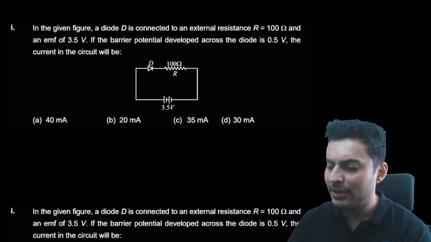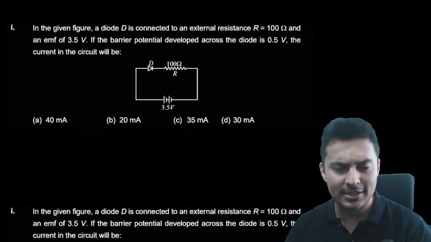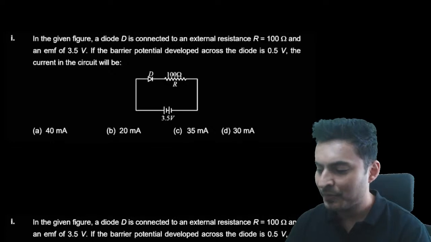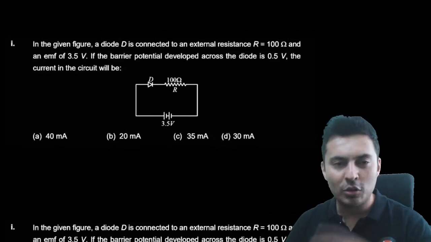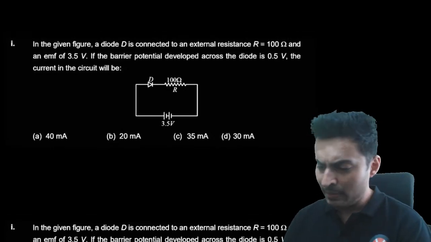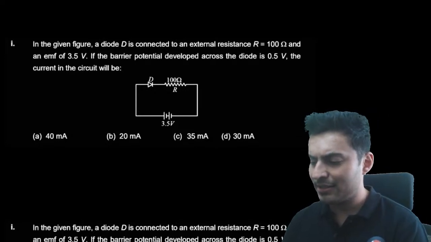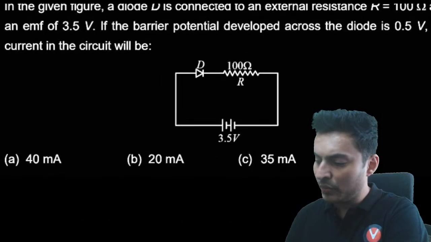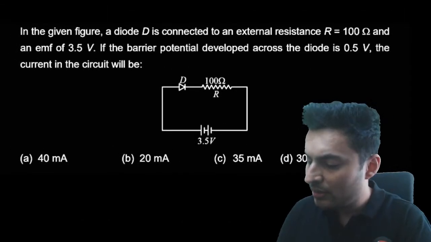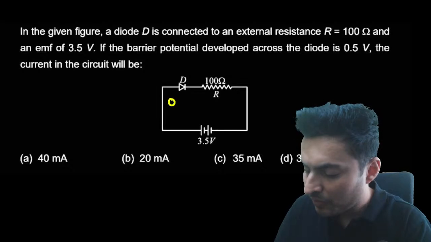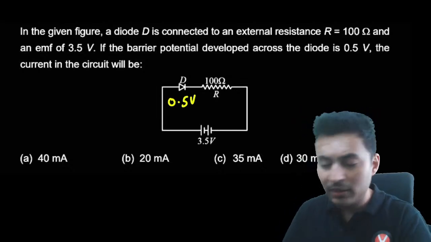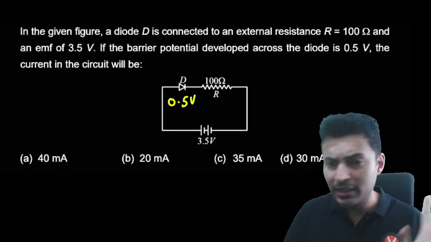So in the given figure, the diode is connected to an external resistance. Let's straight away go to the questions, my dear students. Okay. I hope you have taken the screenshot of it. EMF is 3.5 volts. The barrier voltage across the diode is 0.5 volts. The current in the circuit will be? So the barrier voltage across the diode is 0.5 volts. So out of 3.5, 0.5 volts just went off in the diode.